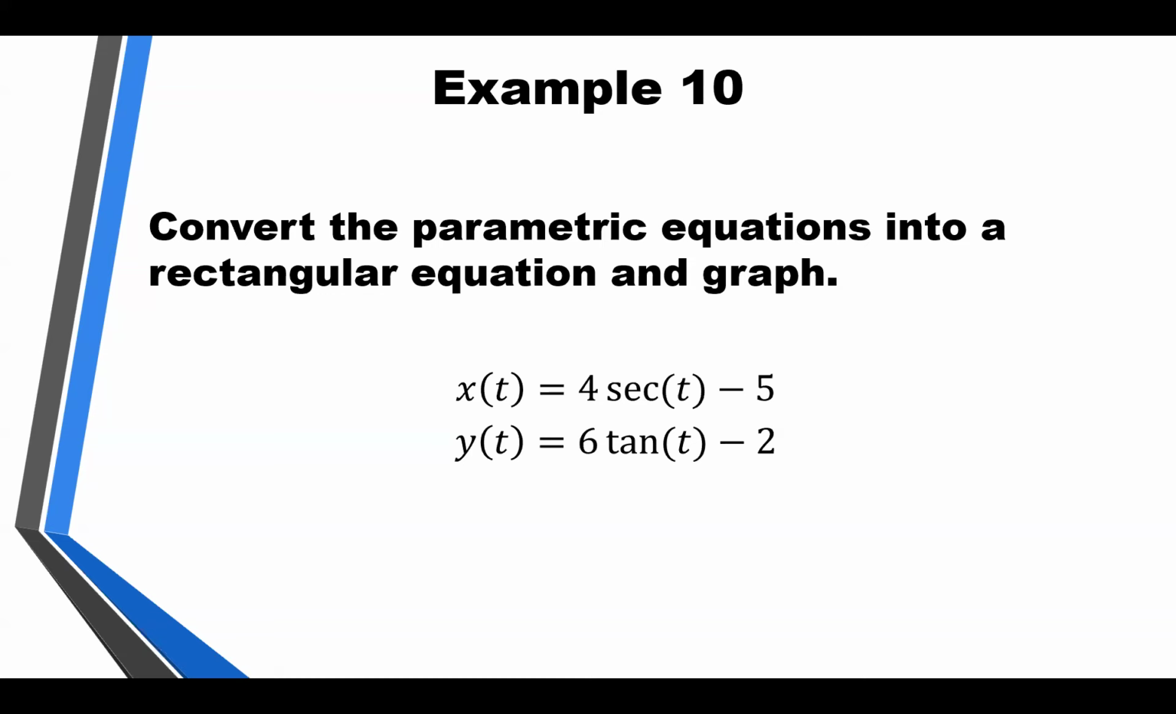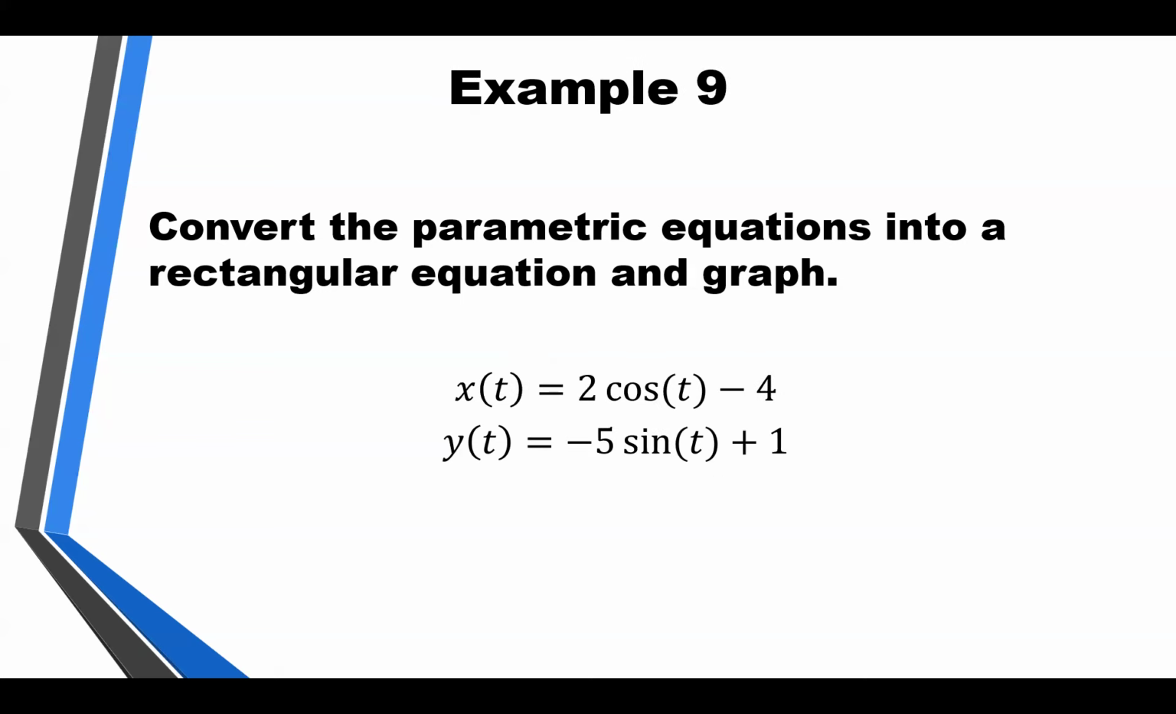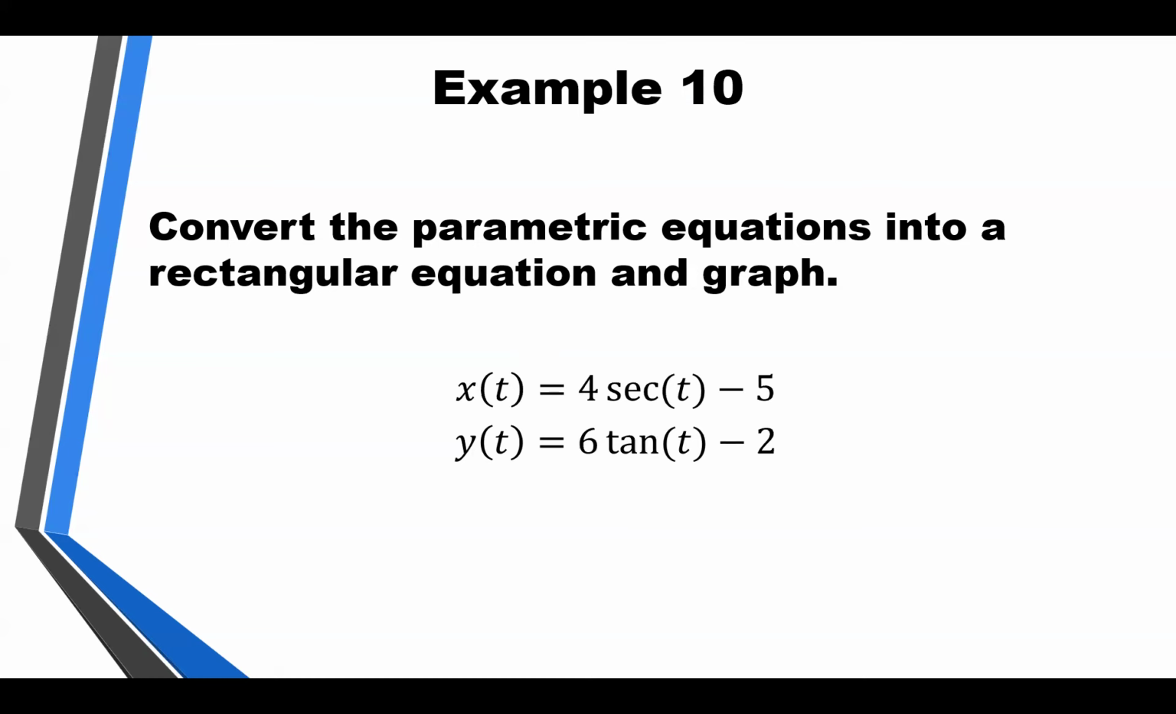In any case, we see that this set of parametric equations gives us a graph, which is an interesting graph. It's a hyperbola. So these trig functions, x is equal to a constant times a trig function plus or minus another number, gave us some nice graphs. When we dealt with secants and tangents, we got a hyperbola. When we dealt with cosines and sines, we got an ellipse or a circle. And again, interesting conic sections there through these parametric equations.